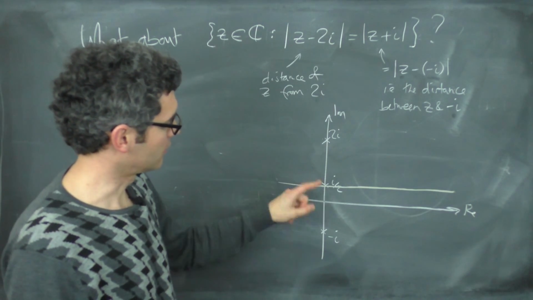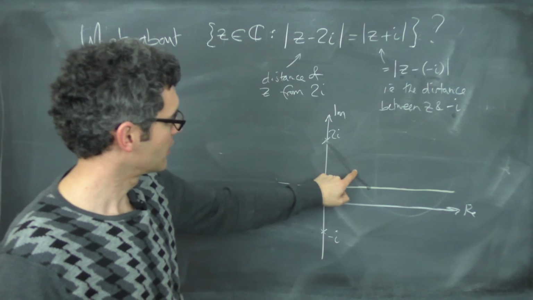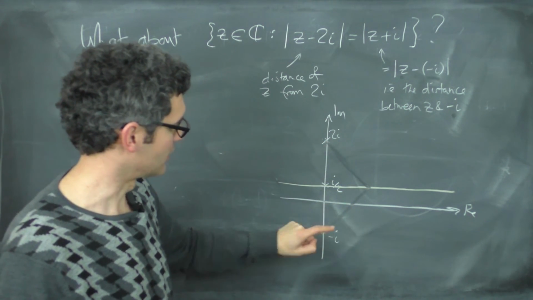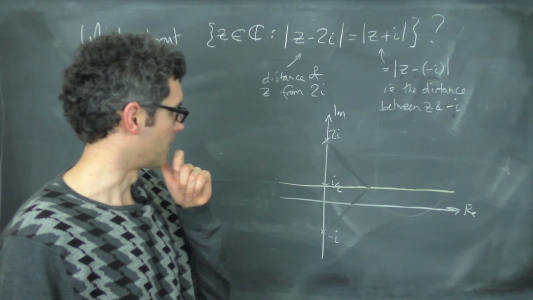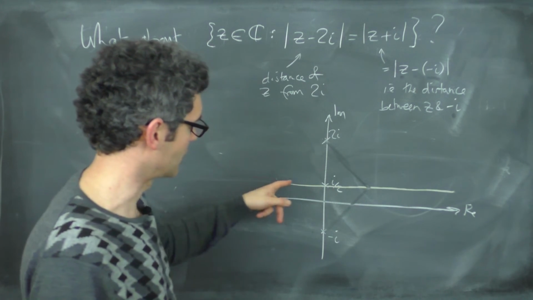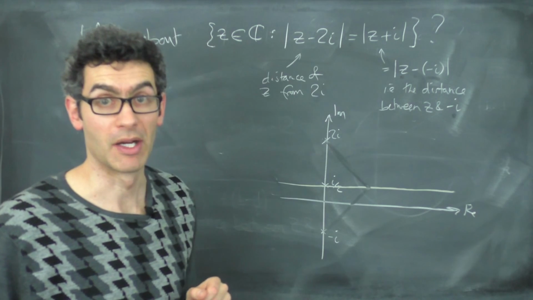Why? Well, think of a point over here. The distance from 2i is going to be the same as the distance from minus i. Similar triangles, if you like. Yeah, and you can see any point along this line, you'll take the same distance to get to 2i as to get to minus i.